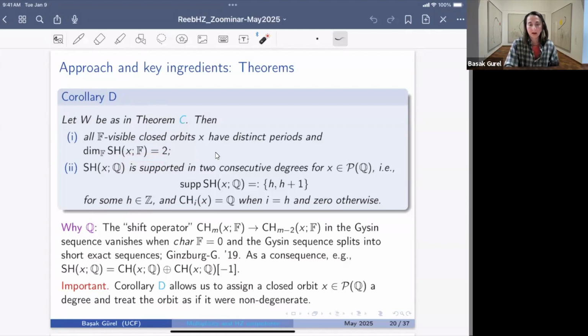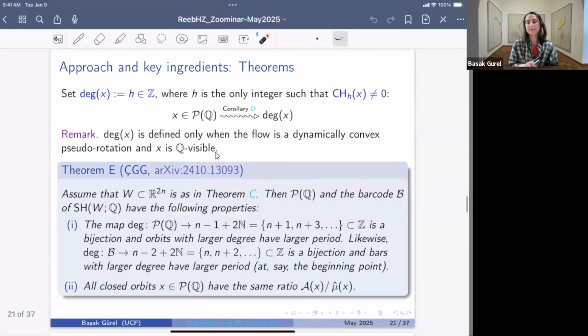And the key thing about this is that it is going to allow us to assign a homological index to a closed orbit, which is visible. And when you don't assume non-degeneracy, one of the issues is what are we counting? What is the index, etc. So this is going to allow us to associate a degree to an orbit. Let me go to my next slide. And this degree, by definition, will be precisely that integer for which the equivariant homology is non-zero.